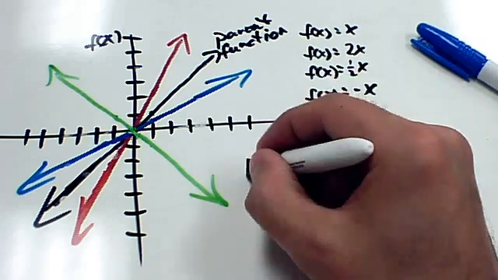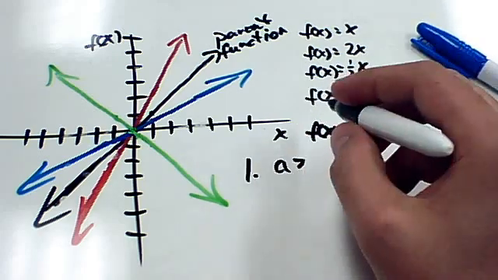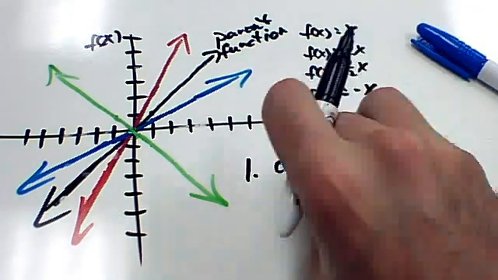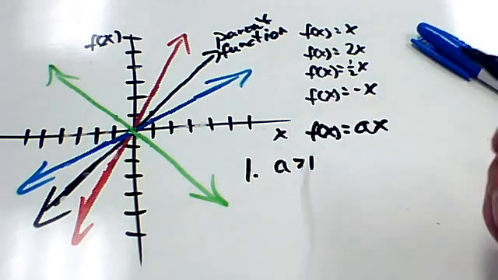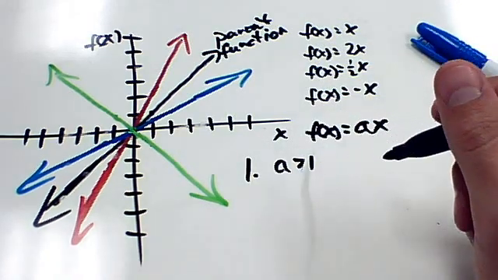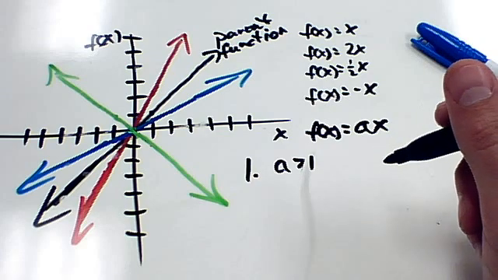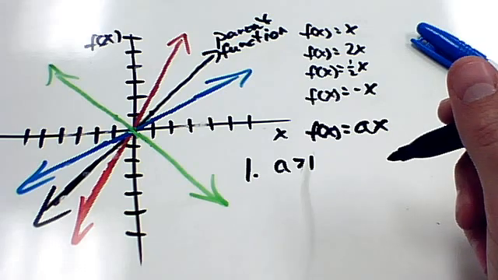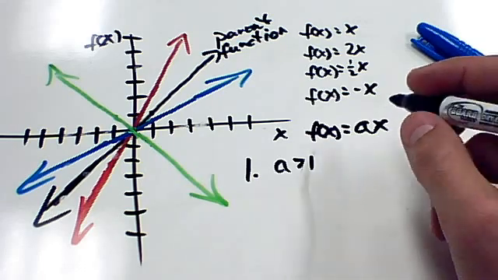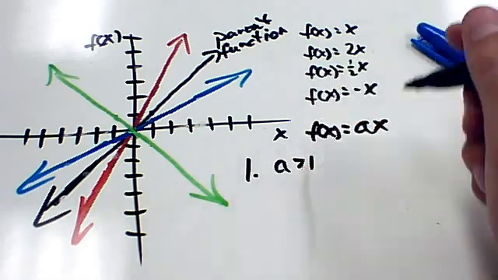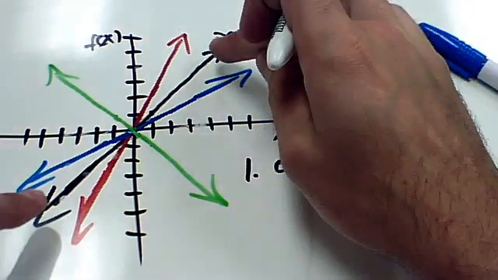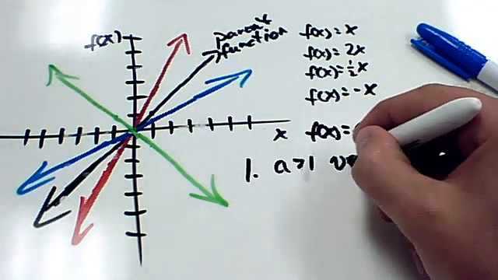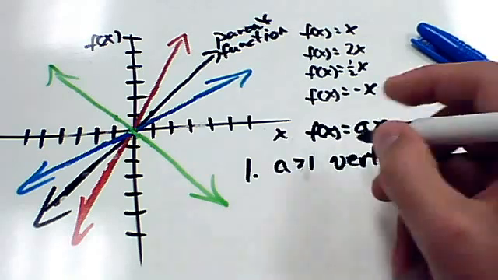So 1, when a is greater than 1, I'm just going to talk about positive values right now, so 1.5, 2, 2.5, 3.25, 5, 7, 10.5, 10 and 3/8. Anything bigger than 1, we would end up, just like this one, doing a vertical stretch.